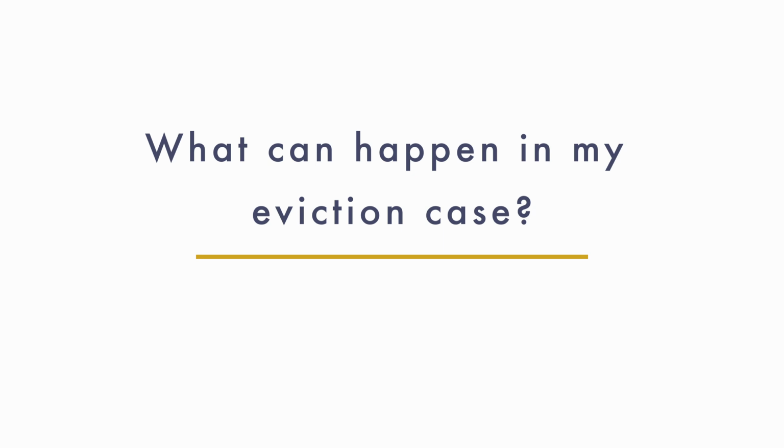An eviction case has 3 possible resolutions. First, a case can be withdrawn. Second, the judge can enter an order for or against you. And then third, you can enter into something called a judgment by agreement with your landlord, which is also known as a JBA.